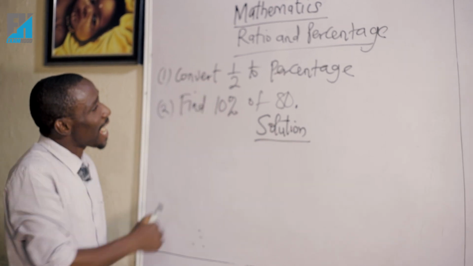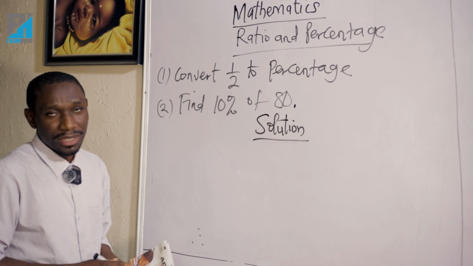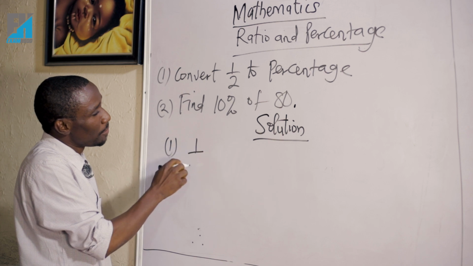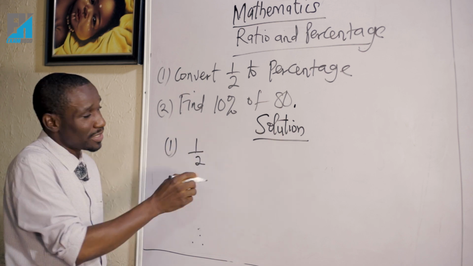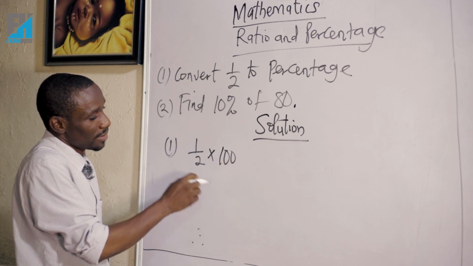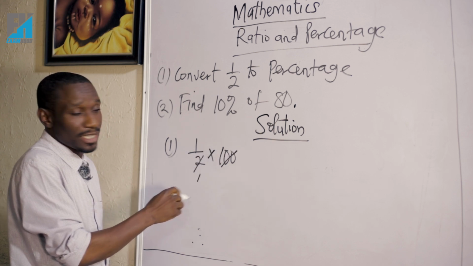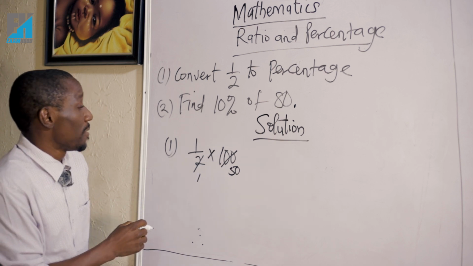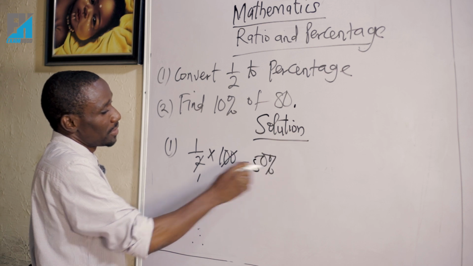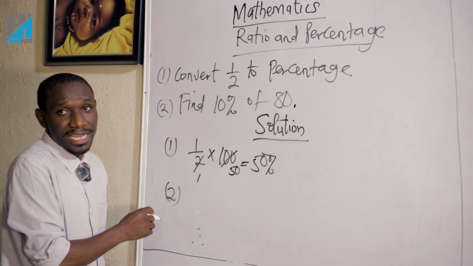The first one says convert half to percentage. Remember that when you hear percentage, they are talking about hundreds. So how do you convert half to percentage? Simply by multiplying 100% by what? Half. So you write 1/2 times 100. 2 into 100, how many times? 50 times. So half, or 1/2, converted to percentage will give you 50%. It's very simple.